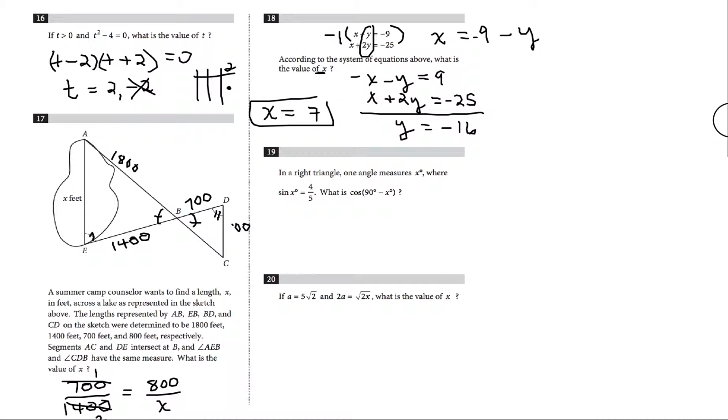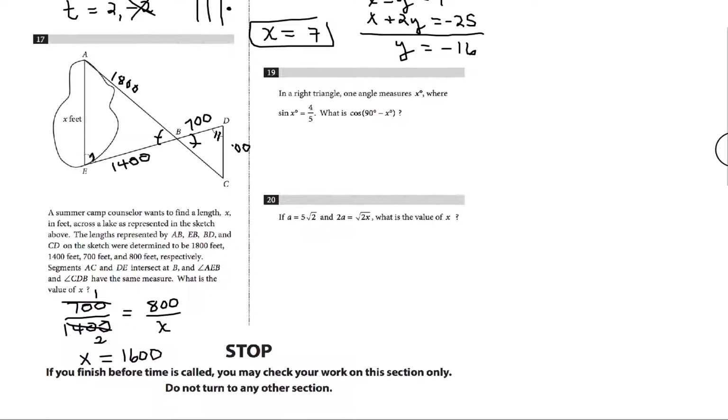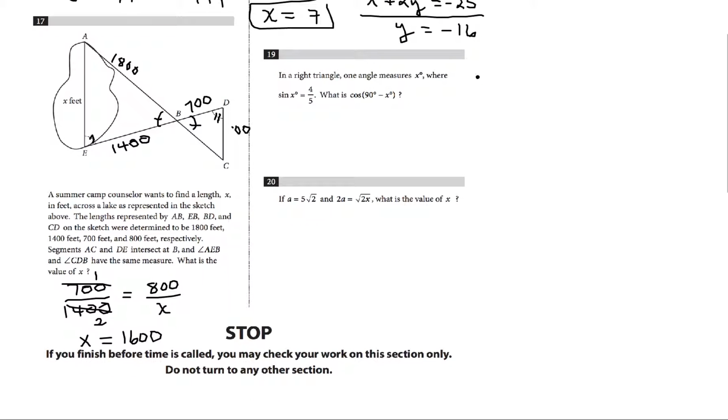All right, this one here, I think one person got this right. I don't know how they got it right because it's kind of complicated, but if you have trig, it's not so bad. If you haven't had trig, this might have been a little bit in geometry. It's going to be harder for you, but it says in a right triangle, one angle measures x degrees where sine of x is 4 over 5.